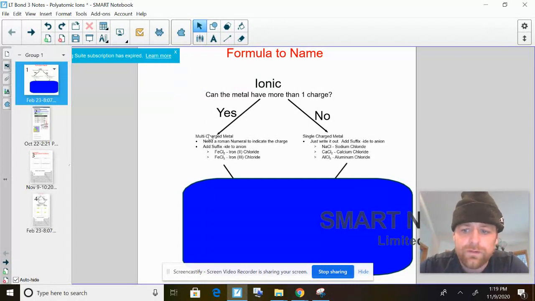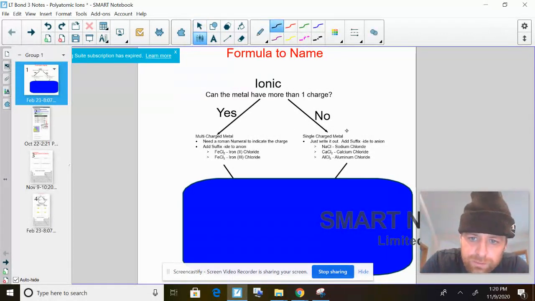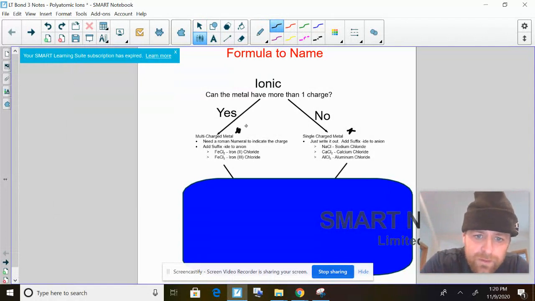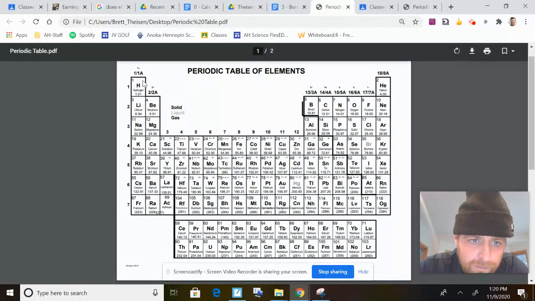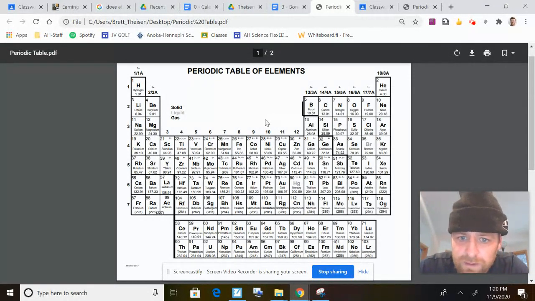We've been doing a lot of stuff, and basically we boiled it down to two things so far. You have a single charged metal or you have a multi-charged metal. And remember, multi-charged metals always have Roman numerals and single charged metals don't. The basis for that is based on what's going on in the periodic table. Single charged metals can only have one charge. Multi-charged metals can have multiple charges. So that's the reason why we use Roman numerals, because we need to know what charge it is.